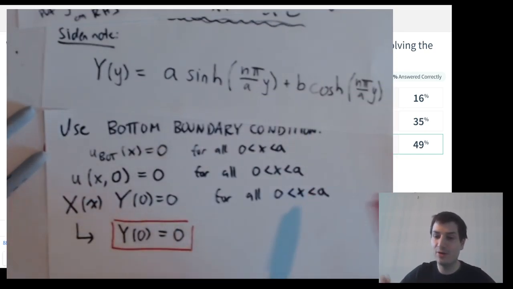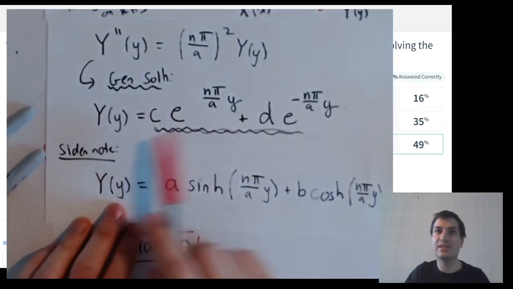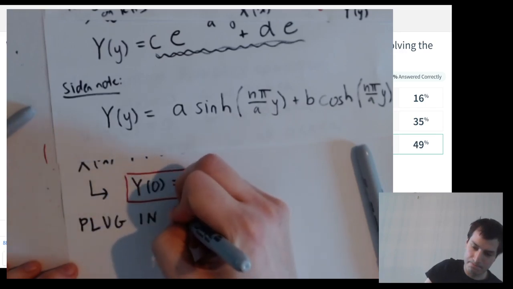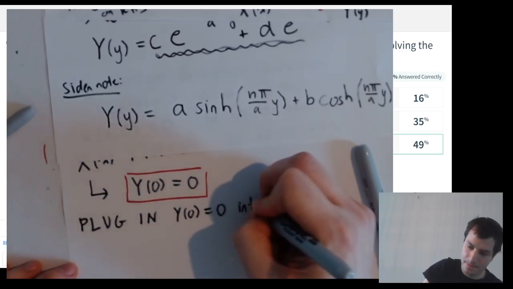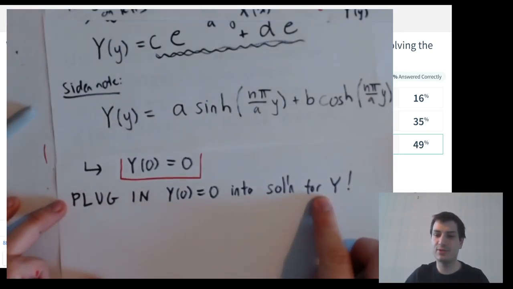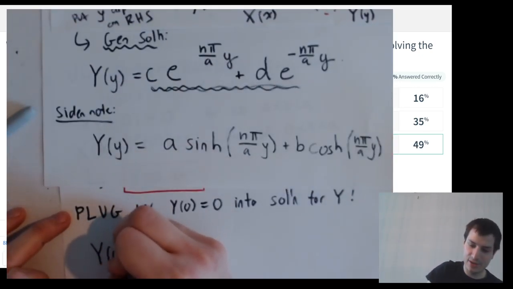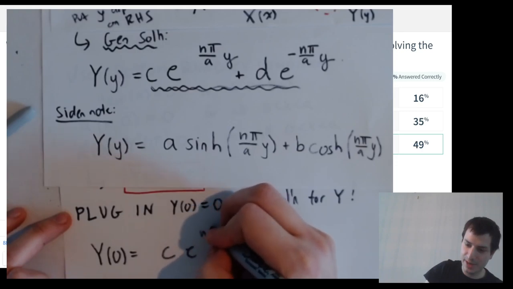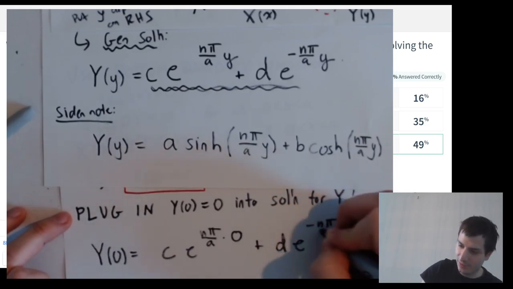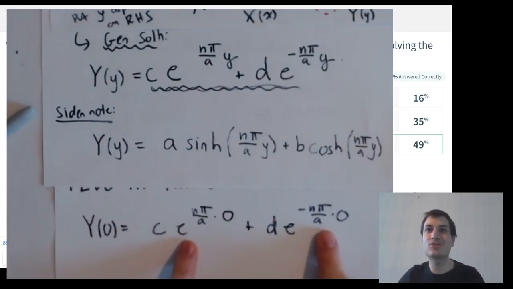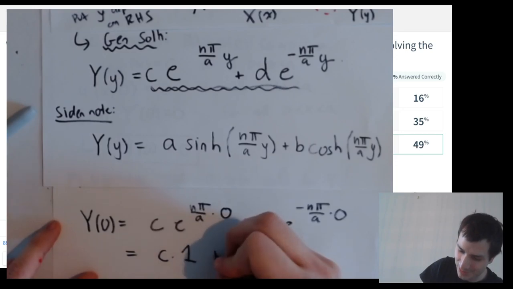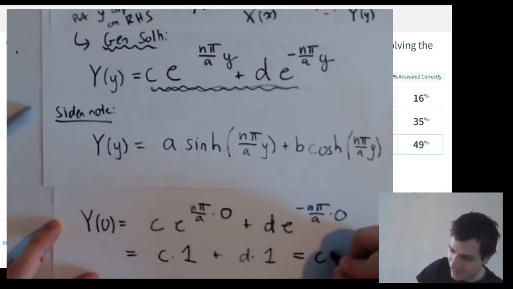So because Y of 0 equals 0, we can plug that in and get something about these c and d's. So that's what I'm going to do now, plug in Y of 0 equals 0. You get Y of 0 is equal to c times e to the n pi over a times 0, plus d times e to the minus n pi over a times 0. These are exponentials with a 0. We know what that is. Sorry, it's a 1. C times 1 plus d times 1, which is c plus d.